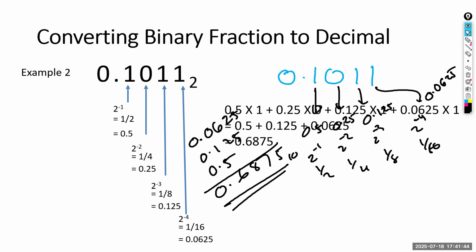Yes, 0.6875. Okay. So that is how you convert a binary fraction. I can't say binary decimal, because it is not decimal. I can say binary fraction into denary fraction, or base 10 fraction. You just consider it as 2 to the power minus 1, 2 to the power minus 2, 2 to the power minus 3, 2 to the power minus 4, and so on, or 0.5, 0.25, and so on.